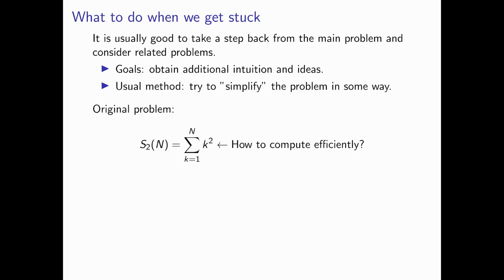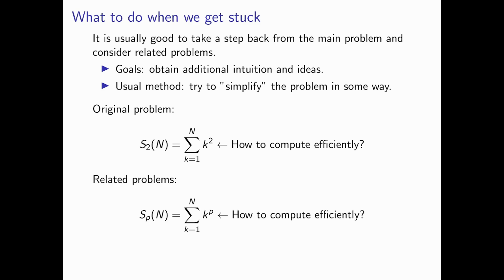Now, our problem is to find a good way to compute S sub 2 of n, where this is just a sum of squares. But how can we simplify or modify this problem so that it's related in spirit, but maybe different enough for us to think in new directions? Well, the most straightforward thing is to replace the number 2 everywhere here with the number p. So here we have the number 2, and we can replace it with any number p we would like.